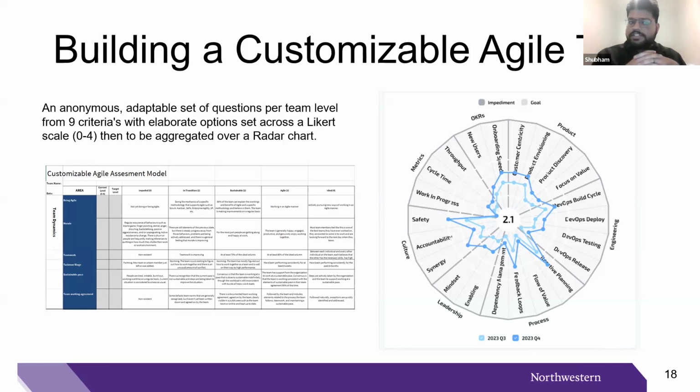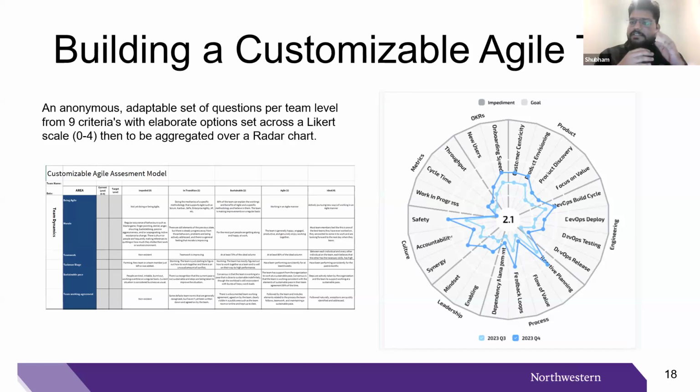It would have adaptable questions per team level, where what I mean by per team level is the leadership, the team level, and then the member level, as in the individual level. The questions will be adapted for each level. For example, when a leader answers that survey, the questions would be as per what the leader should be responding to, versus a team member in a Scrum team. The questions for him or her would be different from the questions for a leader.